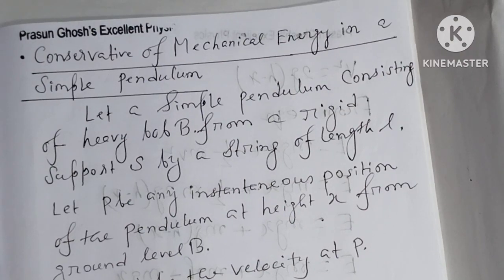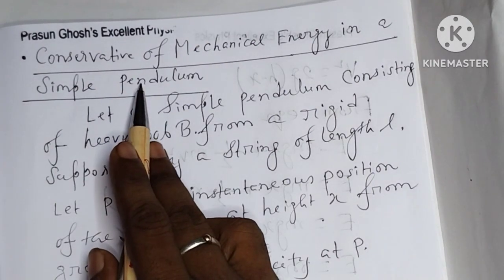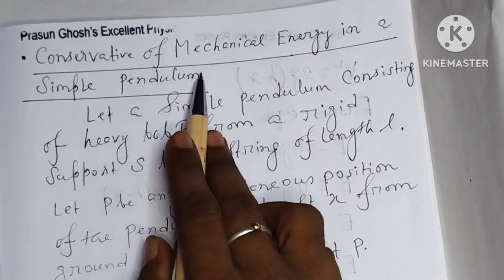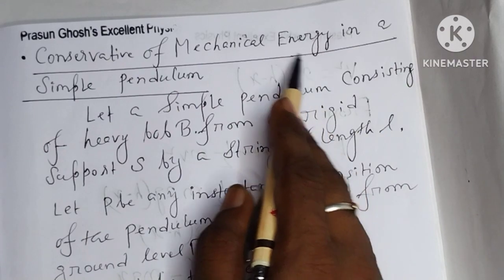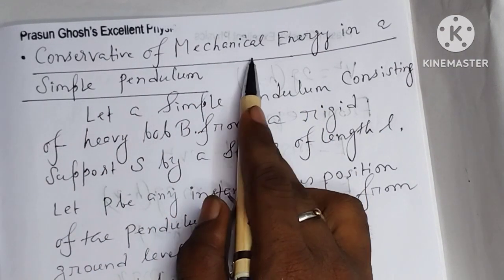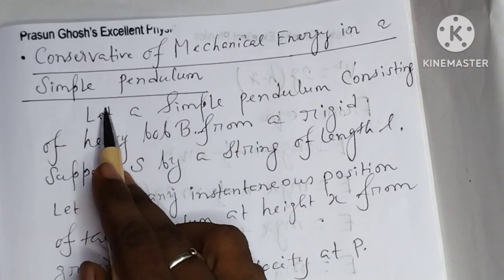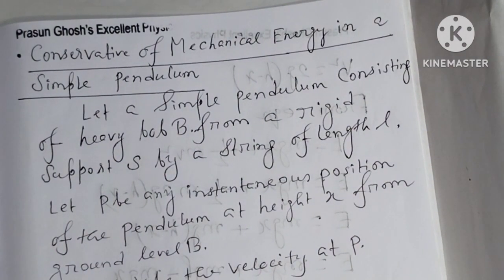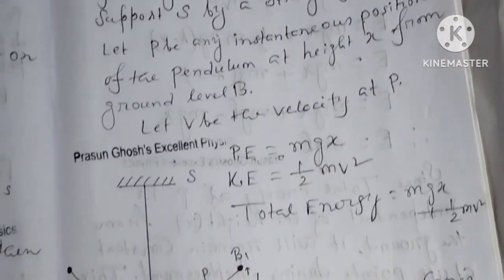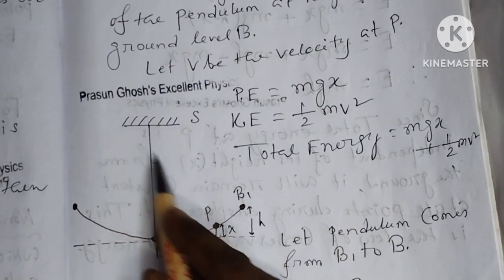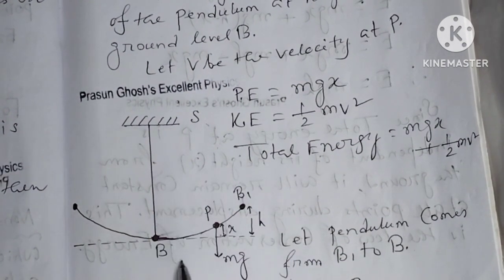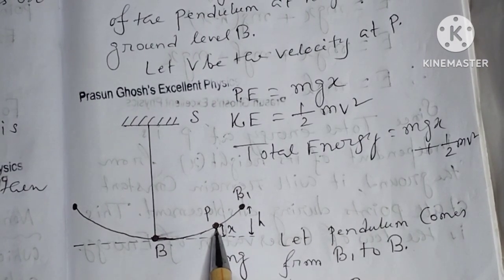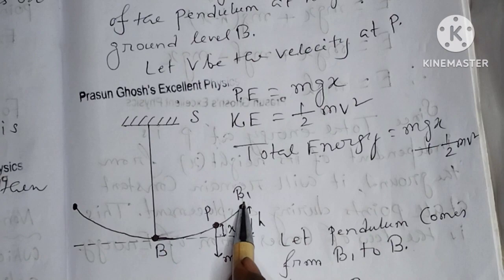So that is the conservation of mechanical energy in a simple pendulum. So this is a simple pendulum. That is point B. This is point P. This is point B1.